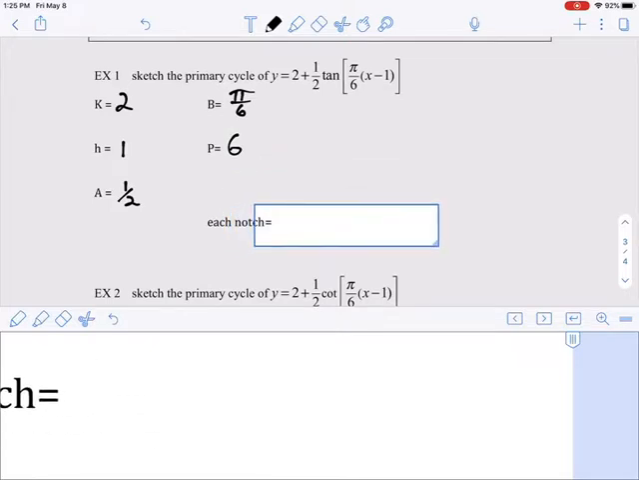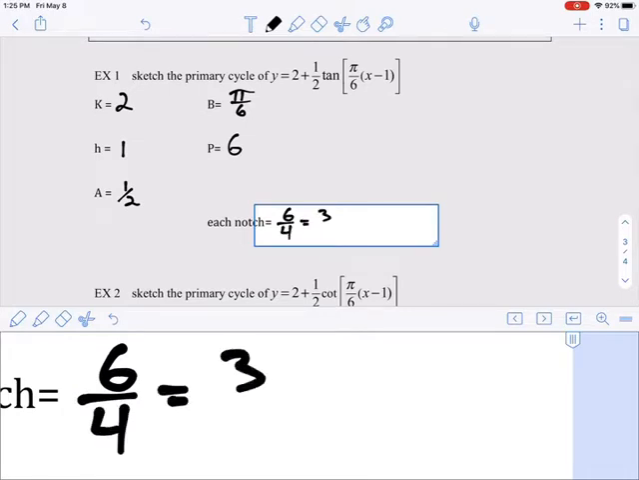Excuse me, the period over 4. So we're 6 over 4, which is 3/2. Okay, that'll be interesting. We'll be doing our x-axis in 3/2. So just watch how I do it. I've got kind of a decent way to handle this.